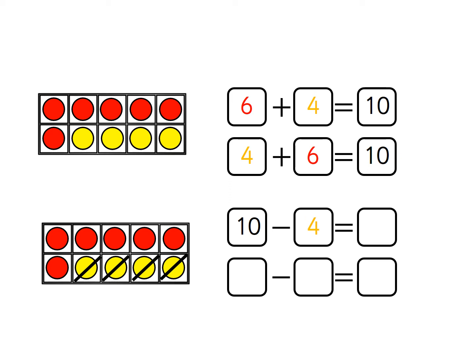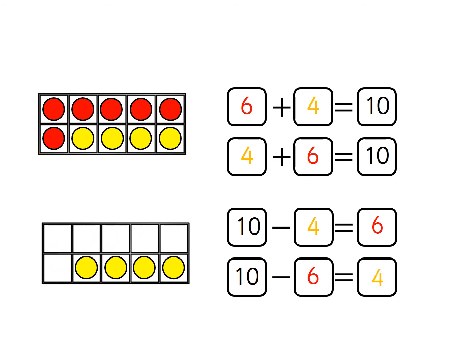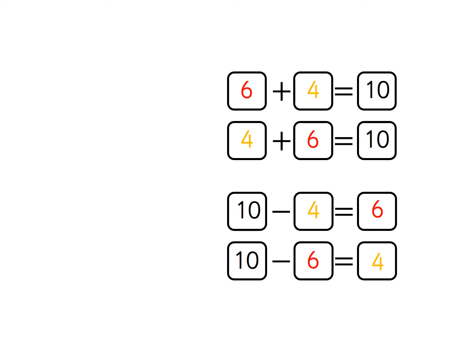So if you've got 10 and you take away those 4 yellow counters, we are left with the 6 red counters. If we do it the other way and we have 10 and we take away the 6 red counters, they've all disappeared now, we are left with 4. Okay, so we've just changed our parts around.